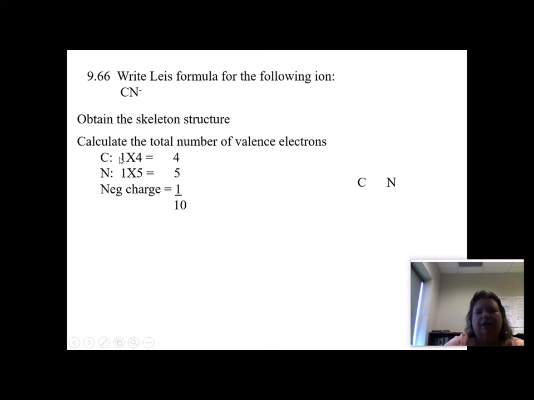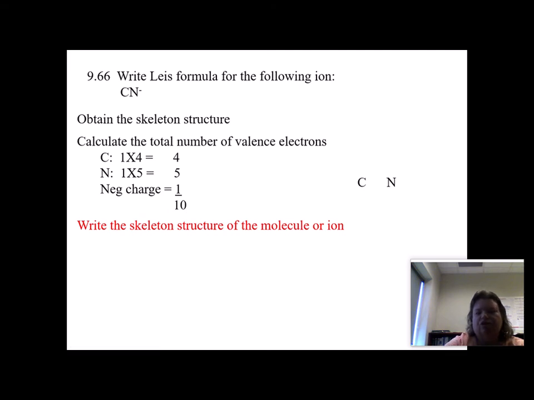Okay, so what we did last time. There's 1 carbon atom. Each carbon has 4 valence electrons, so there's 4. There's 1 nitrogen atom, and each nitrogen has 5, so that's 5. I have a negative charge on this, so therefore it has one more electron because of that negative charge. So the 4 plus 5 plus 1 gives me 10 valence electrons total. That's what I have to work with.